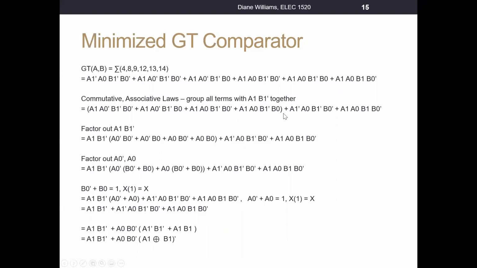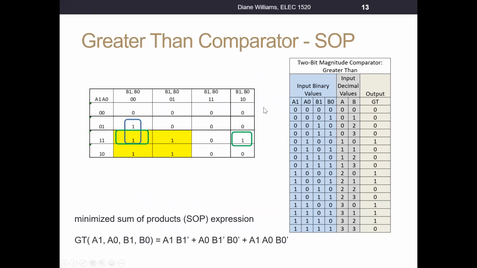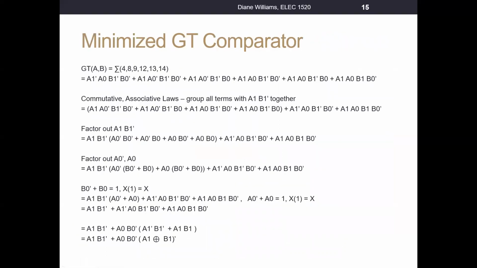Right, so once I've grouped, I'm grouping all of the terms with A1, B1 not together. There are 4 terms that have A1, B1 not together. If you remember back in our K-map, right, we had 4 terms that we grouped together. Those are these 4 terms. All right. So once I group those together, I want to use the distributive law to factor out the A1, B1 not. We factor that out, we have this expression. And I haven't done anything with the other 2 terms, they stay the same.